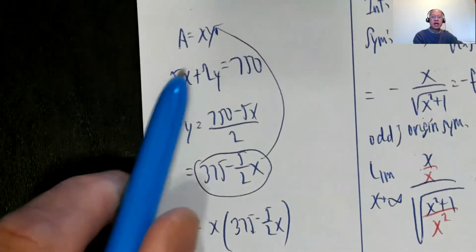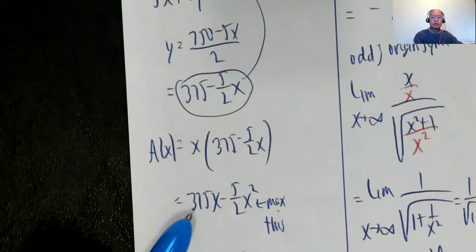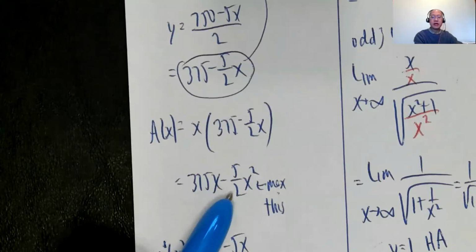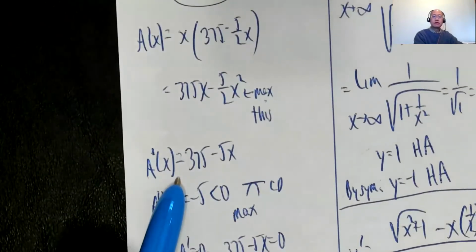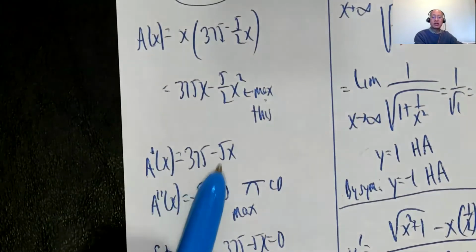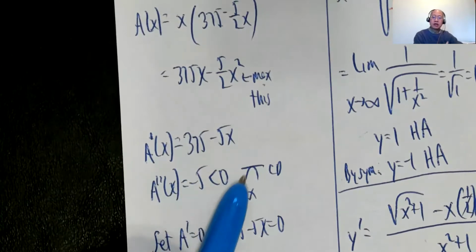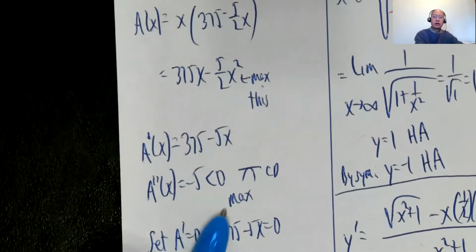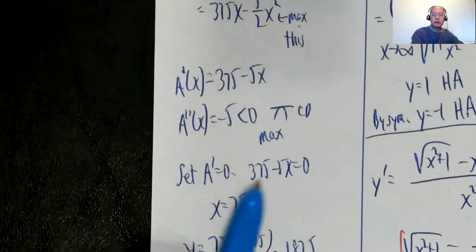So the area is x times y, x times (375 minus 5 halves x), or 375x minus 5 halves x squared. We're trying to maximize this quantity. So first derivative is 375 minus 5x. Double prime is negative 5. That's less than 0. Which means I have a concave down situation on a graph, which means I have a maximum.